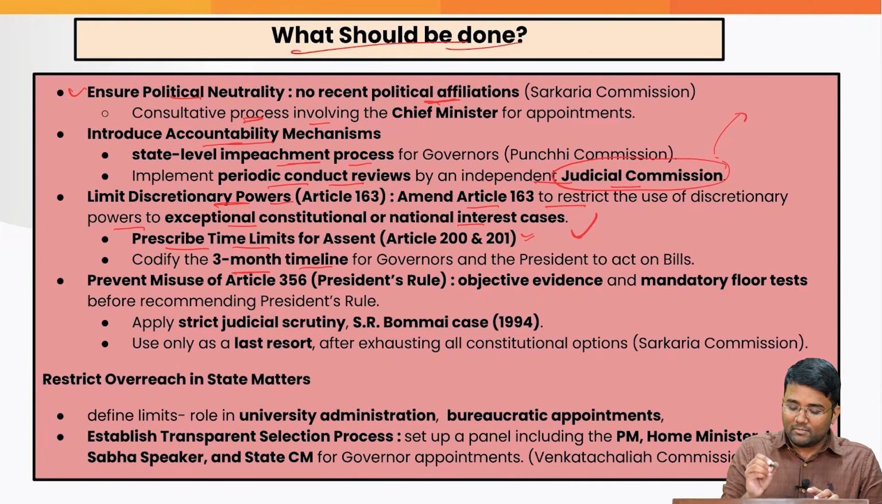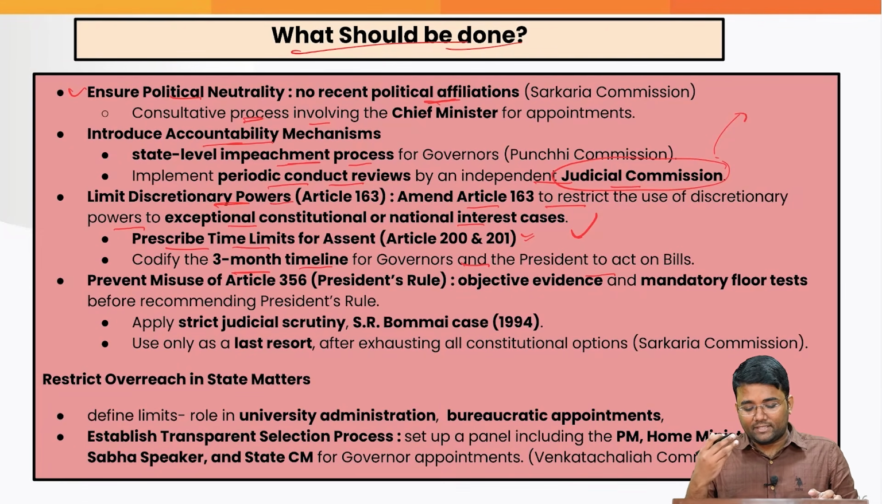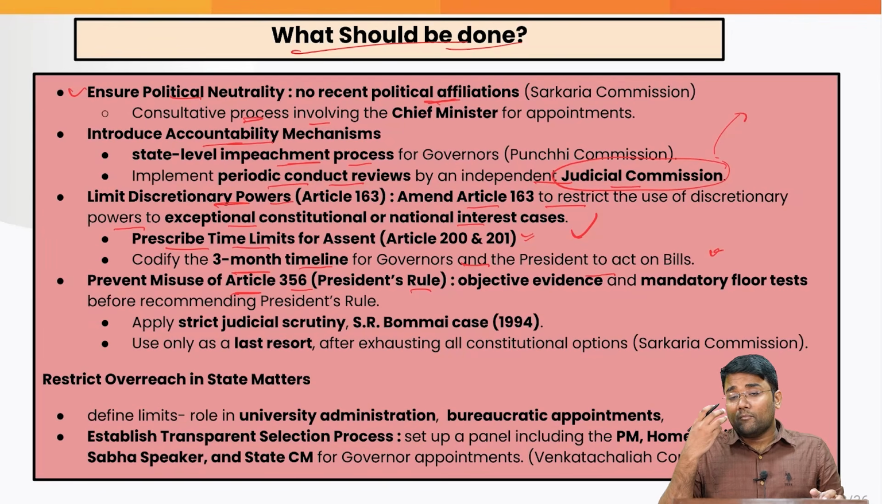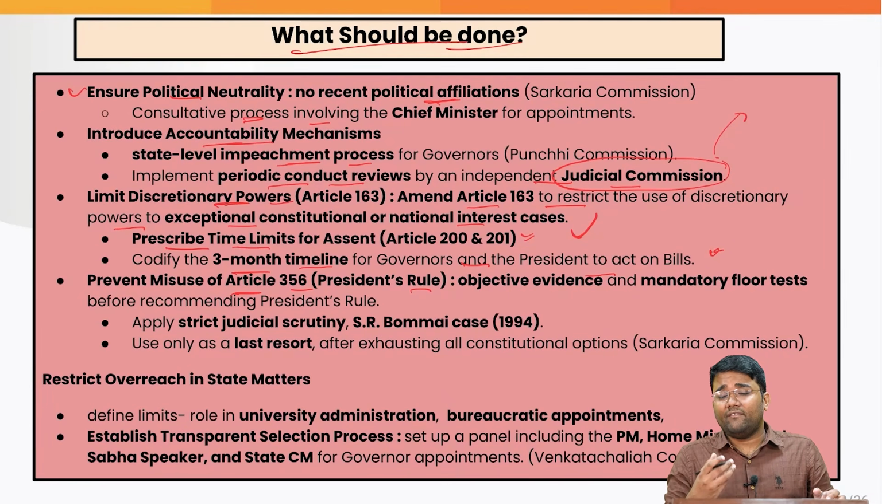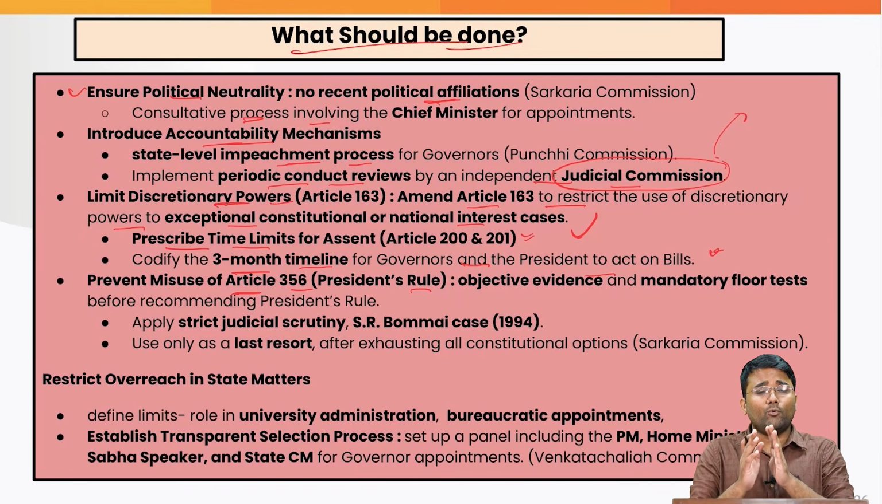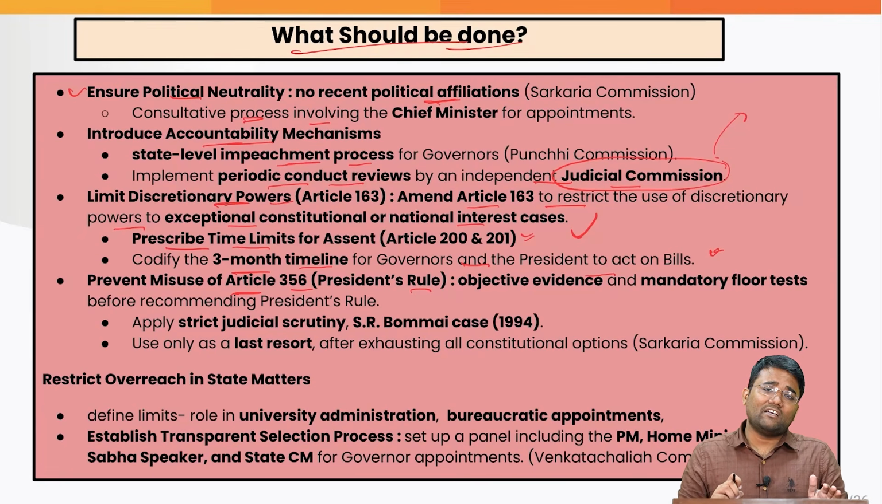Also codify the 3-month timeline for the governors and the president to act on the bills. Also prevent the misuse of Article 356. For example, we should have objective evidence. There should be clear objective criteria based on which the report should be presented by the governor, and subsequently president's rule should be imposed.